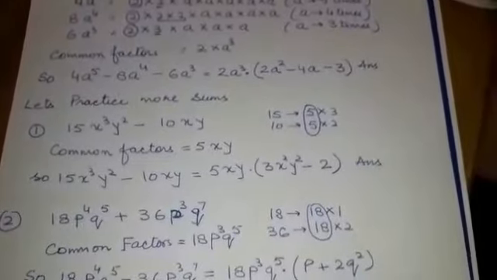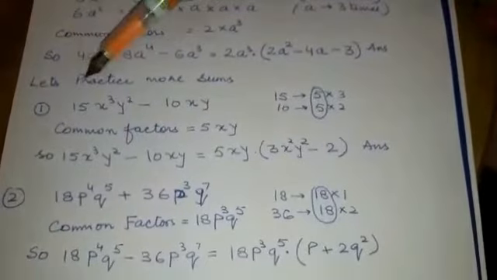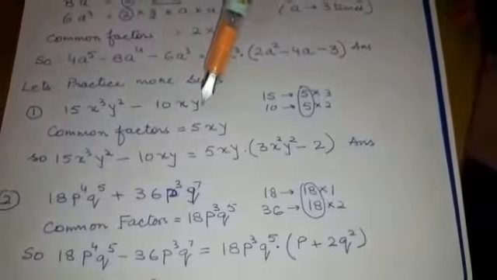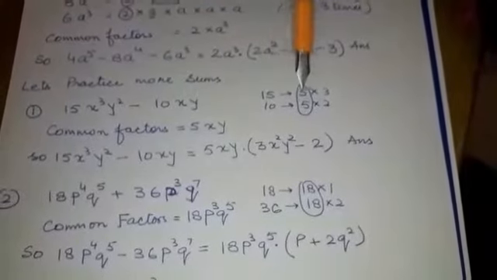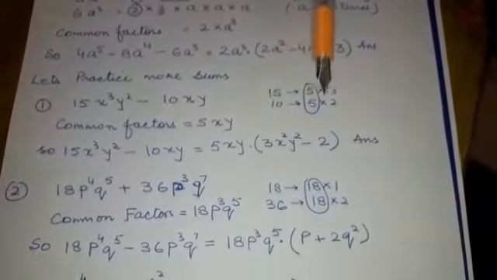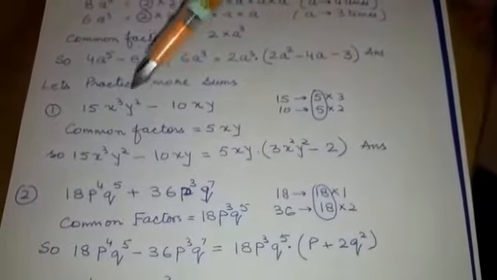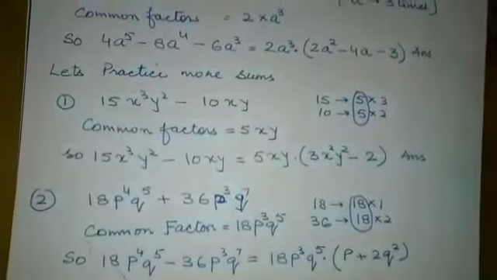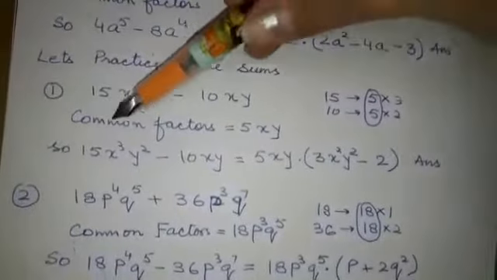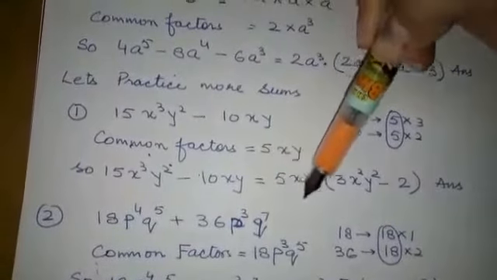Now let's practice more sums. You are clear with common factors? Now we'll write the common factors directly. Take the first question, 15x cube y square minus 10xy. Look at 15. 15 can be broken as 5 into 3. Now observe 10. 10 can be broken as 5 into 2. So what is common? 5 is common, right?